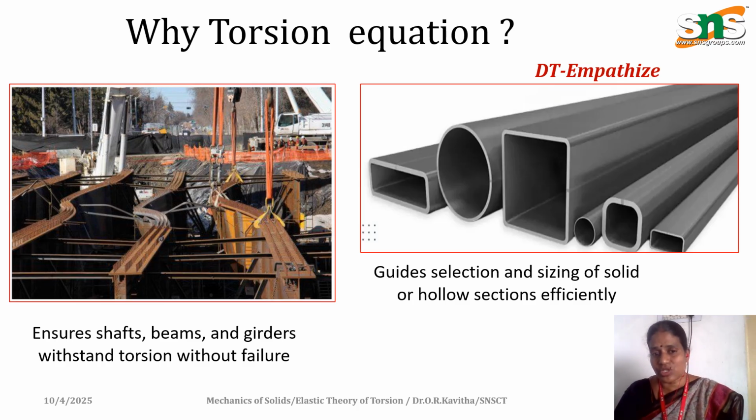Here is a failure which happened in the plate girder. During the construction itself, this I section, a beam girder, failed due to improper determination of the torsion, and also improper selection of the material and sizes. Whenever any element or material is subjected to torsion, the shape, size and grade of these sections are very important.